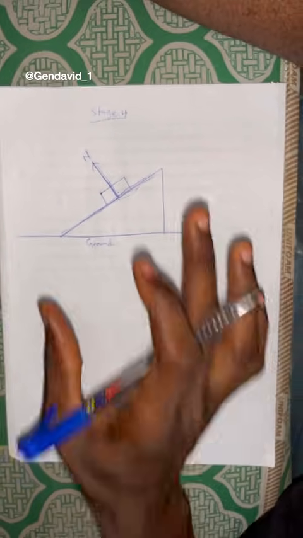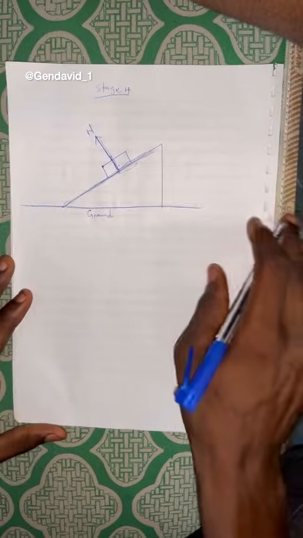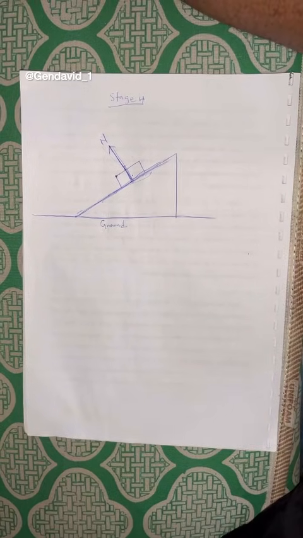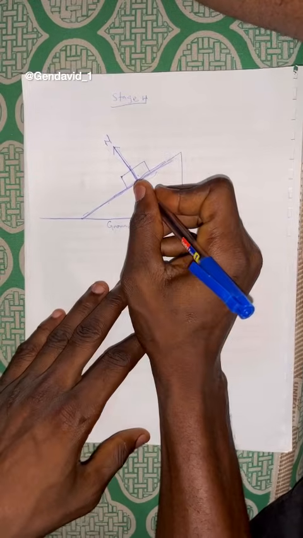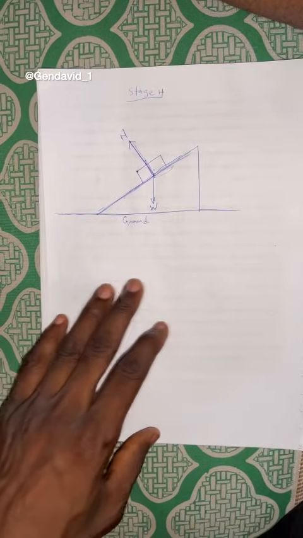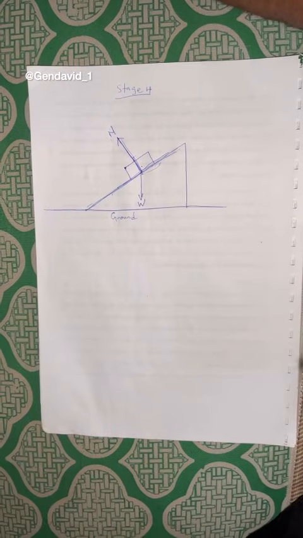Now, after we've gotten the normal force, the next thing you are going to know is the weights. Irrespective of the plane you use, irrespective of the structure, the weight is always vertically what? Downward. The weight is always vertically downward.